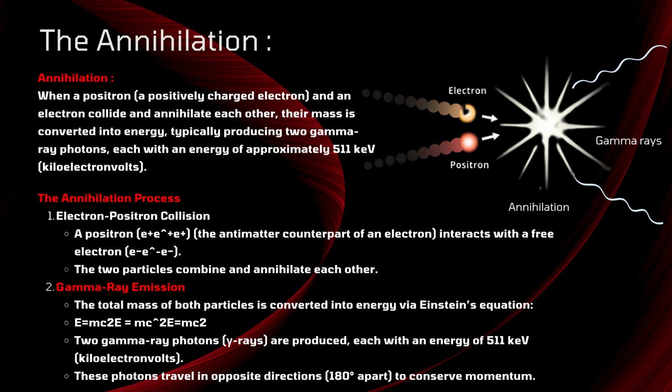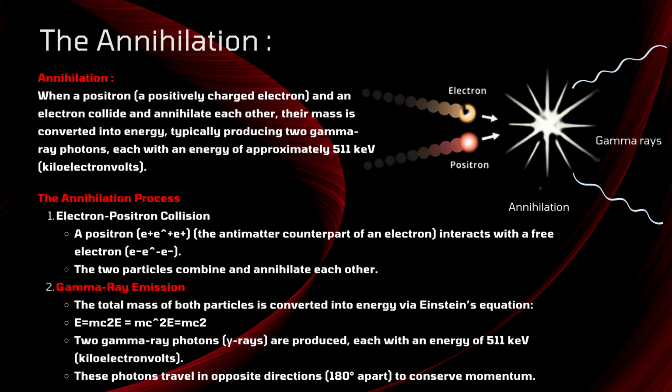Annihilation: when a positron, a positively charged electron, and an electron collide and annihilate each other, their mass is converted into energy, typically producing two gamma-ray photons, each with an energy of approximately 511 keV, kilo-electronvolts. The annihilation process: 1. Electron-positron collision. A positron, e⁺, the antimatter counterpart of an electron, interacts with a free electron, e⁻. The two particles combine and annihilate each other.